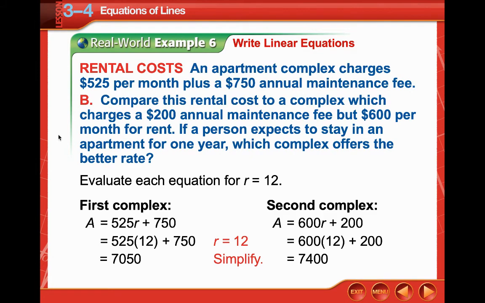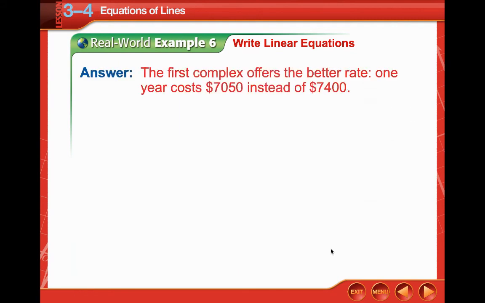All right, so check this out. Put them both in slope form. Substitute in R for both of them, which is 12. So for a year, it would cost you $7,050 to rent in the first complex. The second complex would take $7,400 for you to rent. All right, first complex is definitely a better rate.